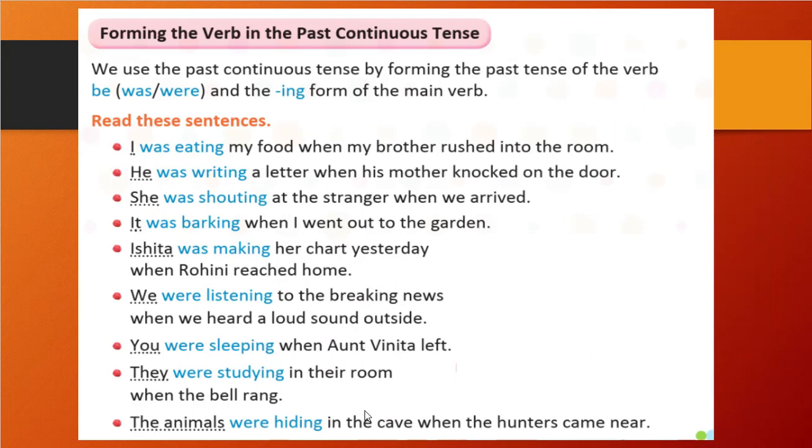So how can we form this sentence? While forming, what do we need to do? We form past continuous tense using the past tense of the verb be. The past tense of the verb be that we will use is was and were. So what will our sentence be? First is our subject, right? Plus, let me make it clear.